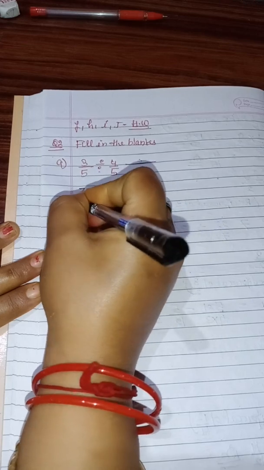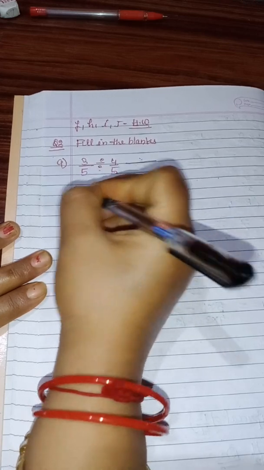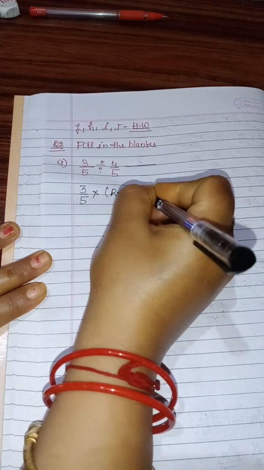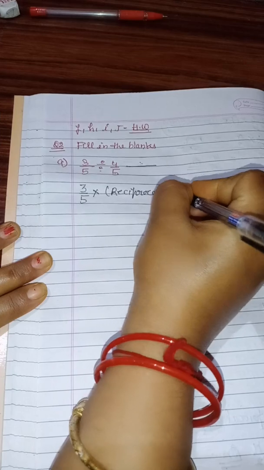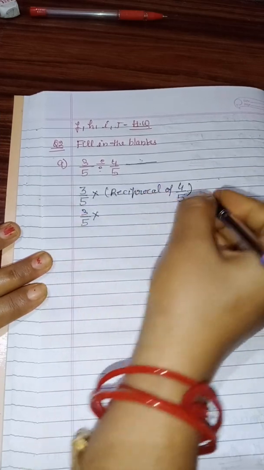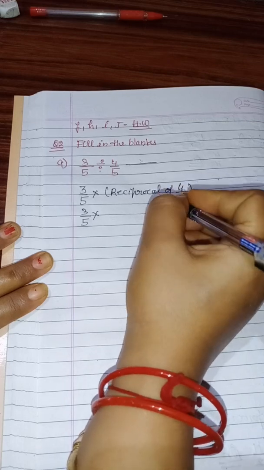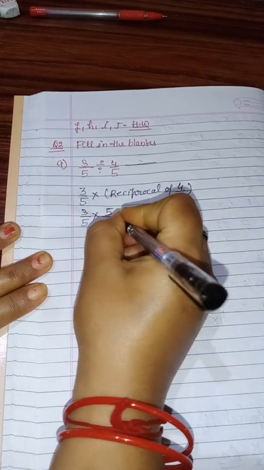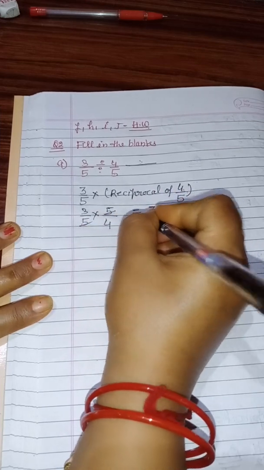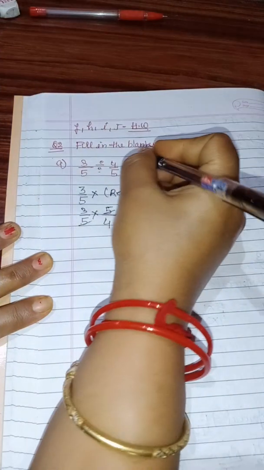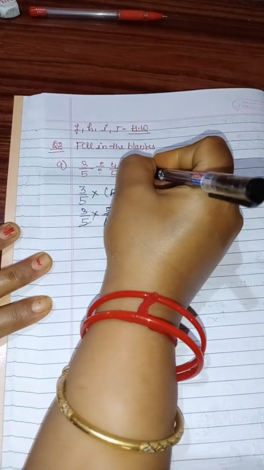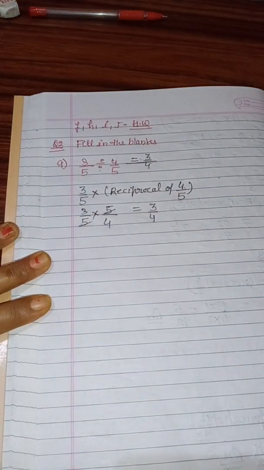3 upon 5. Then convert this divide sign into multiplication, and you will write the reciprocal of 4 upon 5. Then 3 upon 5 into the reciprocal of 4 upon 5 means 5 will go in the numerator and 4 will come in the denominator. Now 5 and 5 will be cancelled, so your answer will be 3 upon 4. So what will you fill in here? 3 upon 4. It will be your answer. In this way you will complete them.